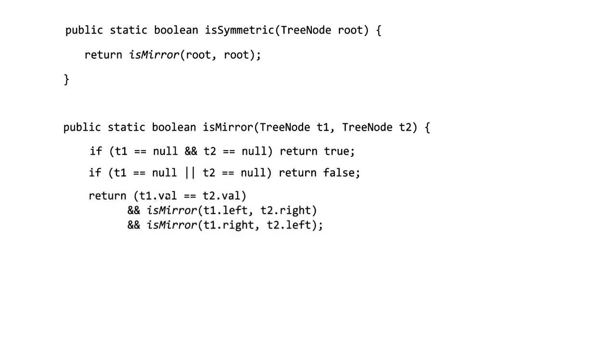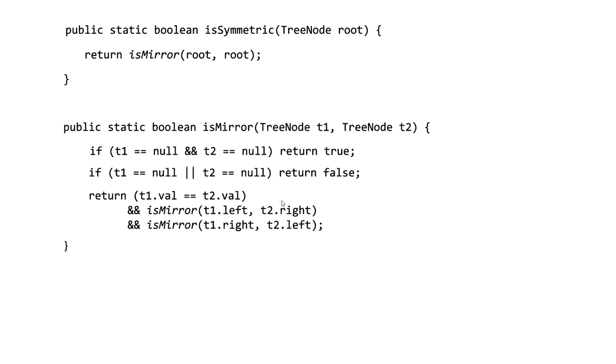Otherwise, we need to check that the T1 value is equal to the T2 value, and because we're looking for mirror images, we're going to compare T1 left, the left side of the tree, with T2 right, so we're going down the right side of the tree. And we also need to compare T1 right, the inner branch, with T2 left, the branch over here. And that is pretty much it.